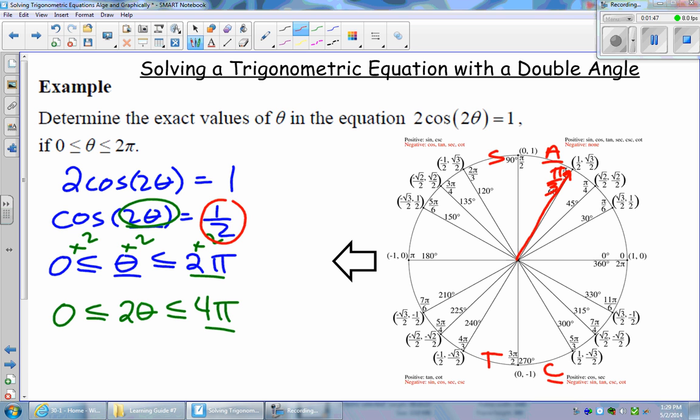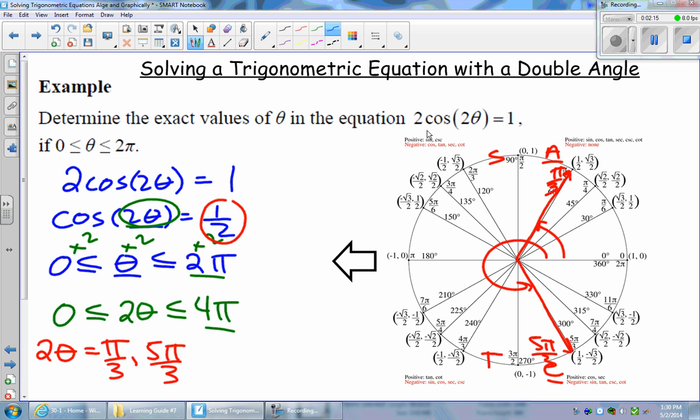So that's my first solution for one rotation. And then my second solution is at 5 pi over 3. So that's that terminal arm right there. Now remember, that only takes care of one revolution, but we need 2 revolutions here. So far, this is what I have for my solutions: 2 theta is equal to pi over 3 and 5 pi over 3. So I need to consider another rotation here.